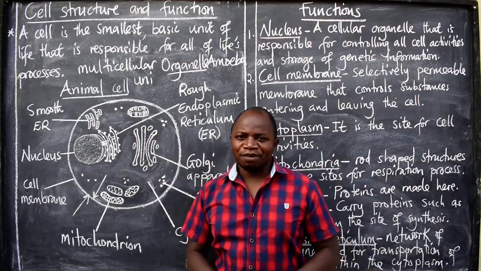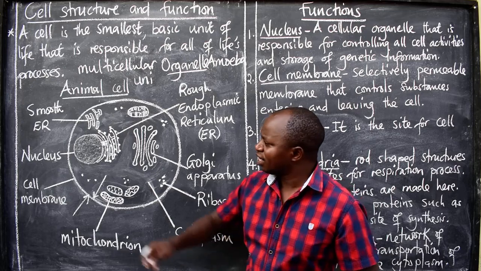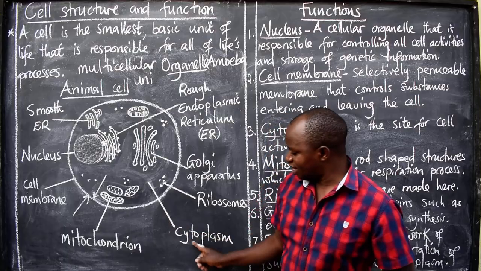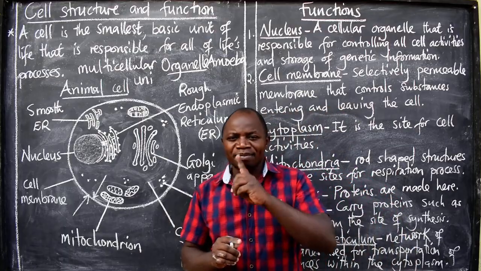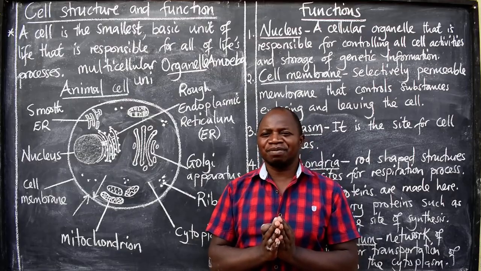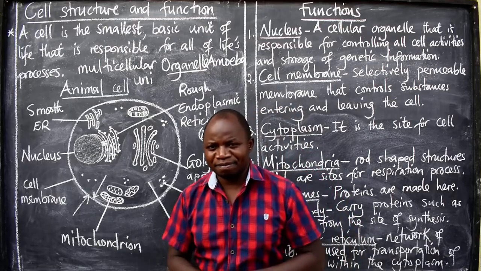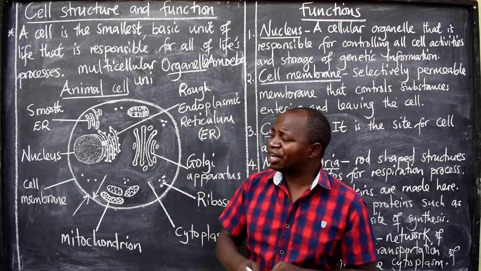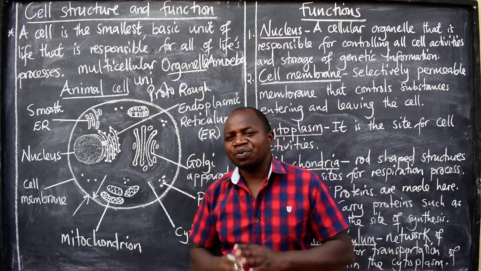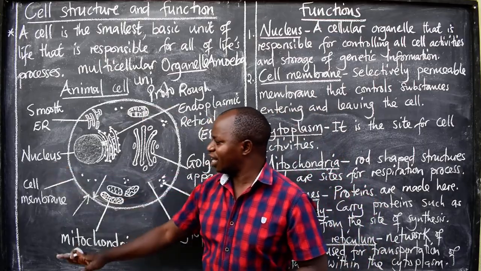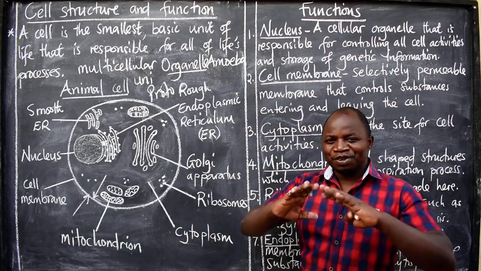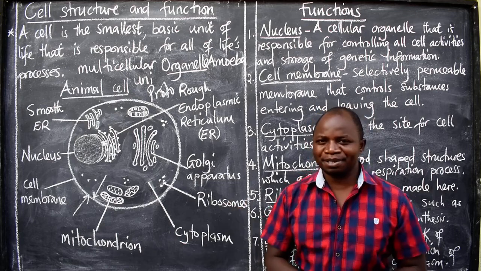Okay? Now, these three, the nucleus, the cell membrane, and the cytoplasm have one name collectively. They've got a special name collectively. What special name is that? Protoplasm. Okay? So when you hear the word protoplasm, then we are talking about these three: the nucleus, the cell membrane, and the cytoplasm. I hope you are following step by step.